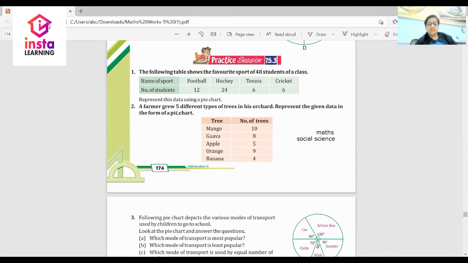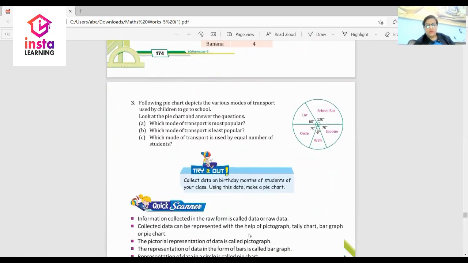Now, a farmer grew 5 different types of trees in his orchard. Represent the given data in the form of a pie chart. This also is going to be done as a pie chart. Now, the following pie chart depicts the various modes of transport. Look at the pie chart and answer the question: which mode of transport is the most popular?